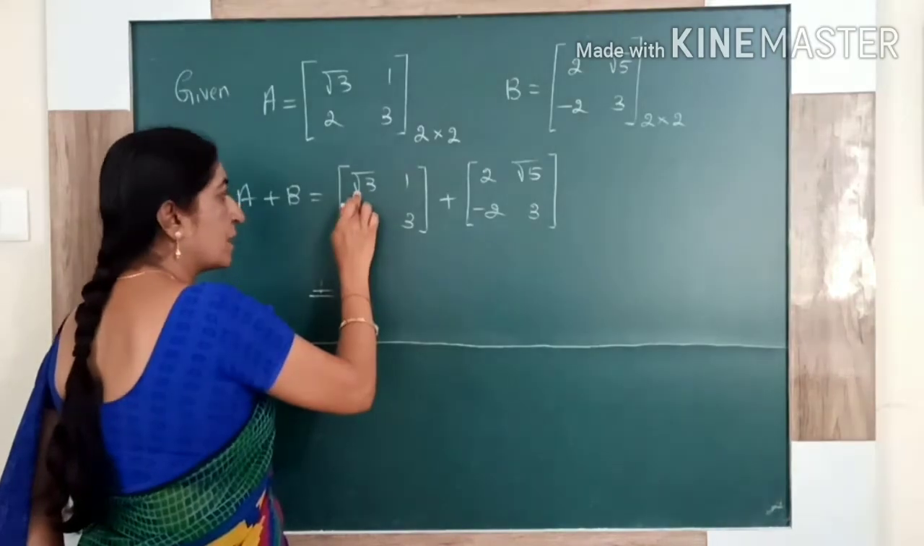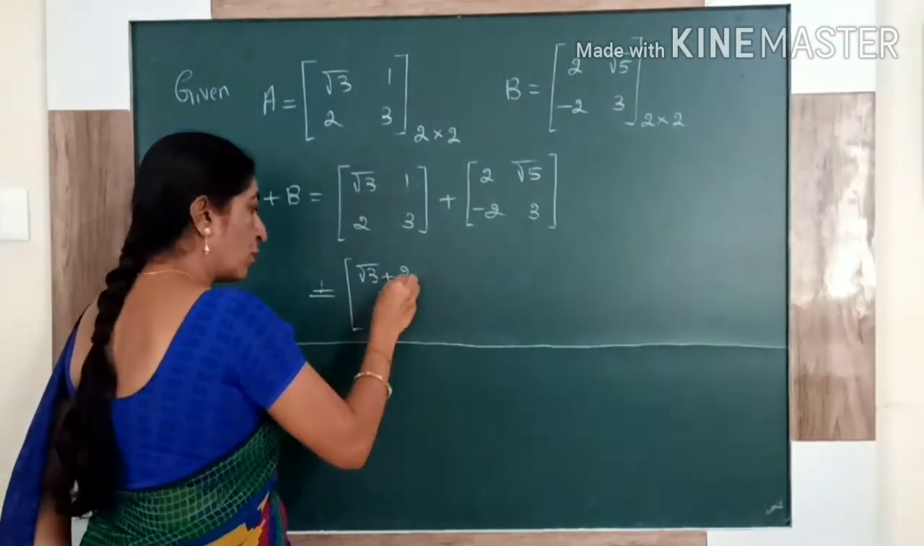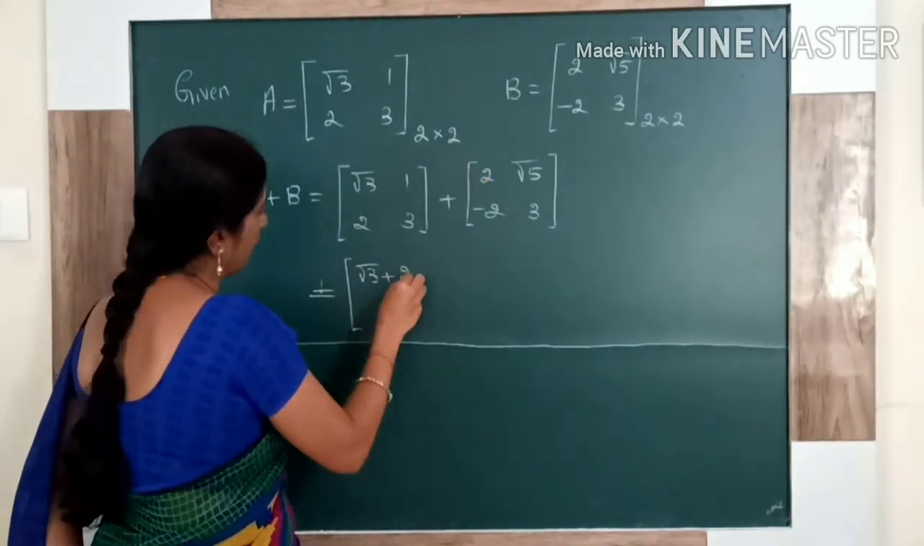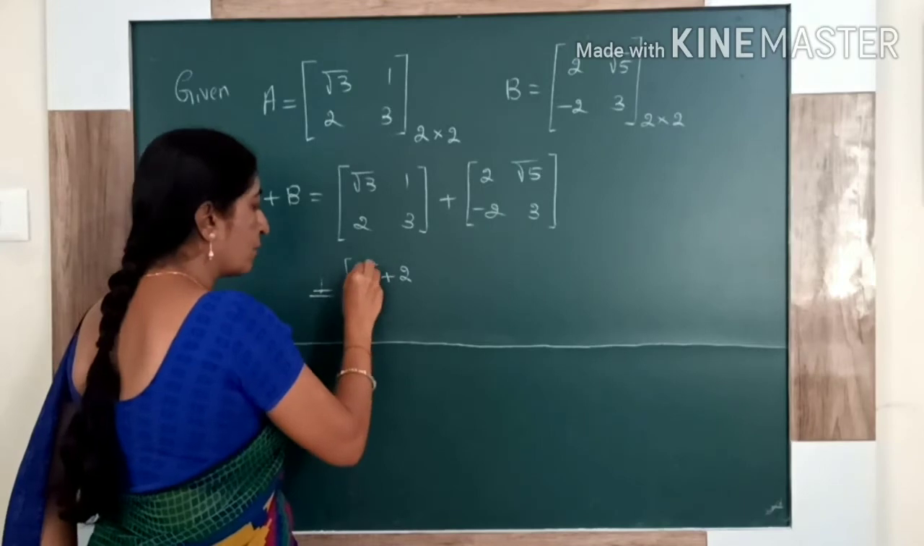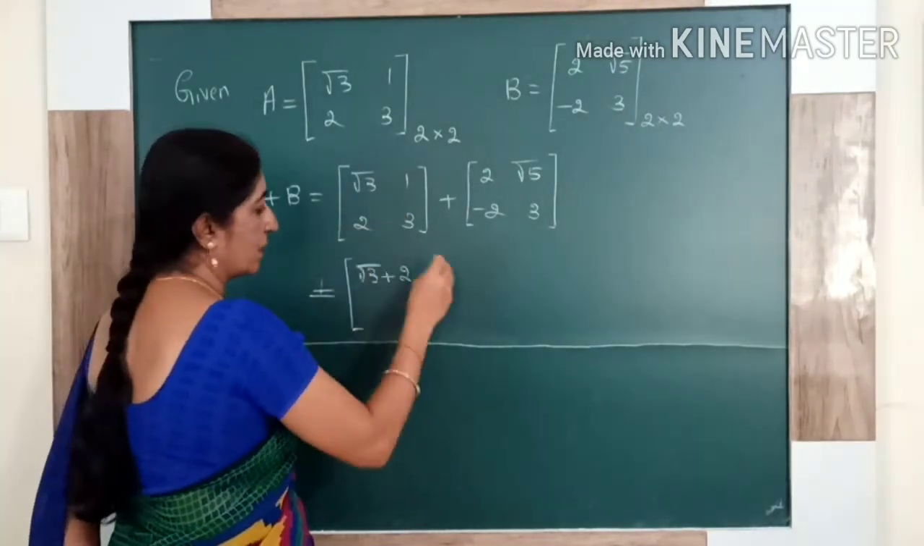Here the first element is root 3, here the element is 2. We cannot add because one is with root, one is without root. One is a surd, one is a real number. So these are real numbers, but this one is with a root, we cannot add. So further simplification is not possible, keep it as it is.